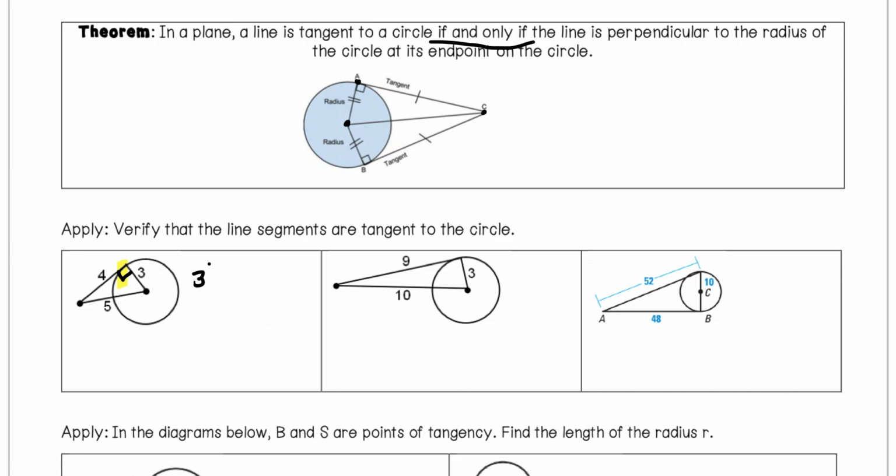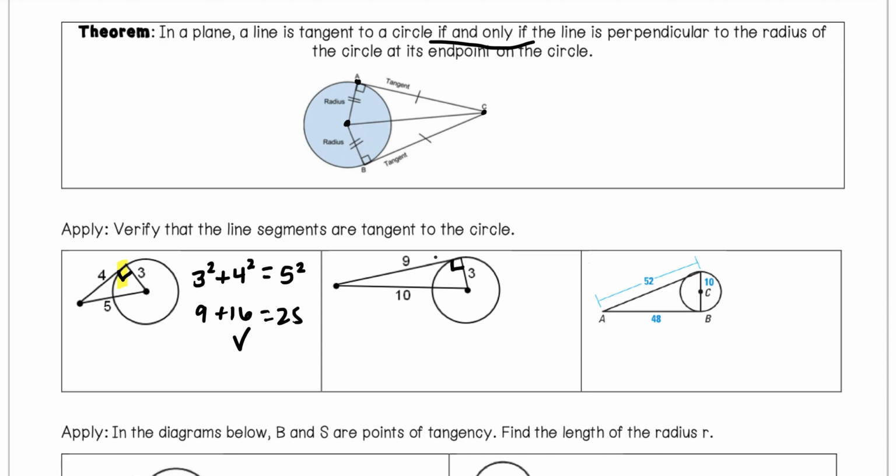So we're going to use the Pythagorean Theorem to verify whether or not this is a right triangle, and therefore whether or not this is a tangent. So I'm going to take my 2 legs squared, take their sum, so 9 plus 16 should equal 25, and that is true, meaning yes, this is definitely a tangent because it was perpendicular to the radius. We check it again in the next one.